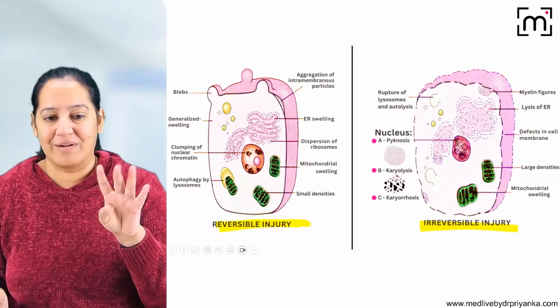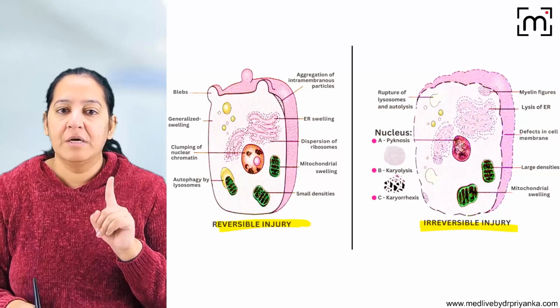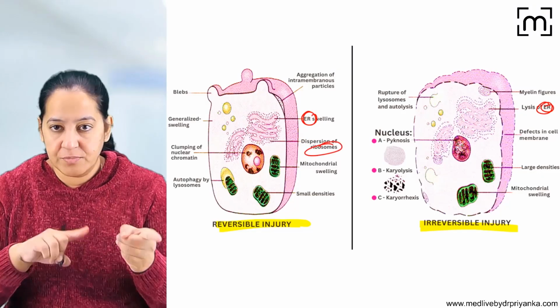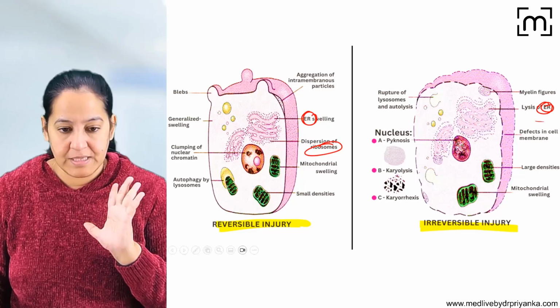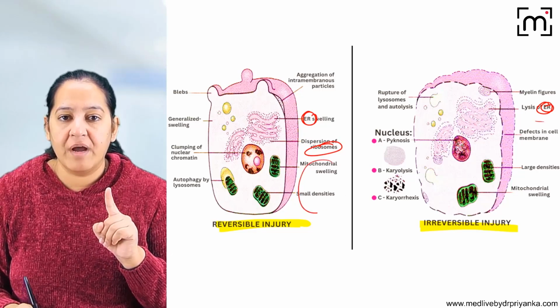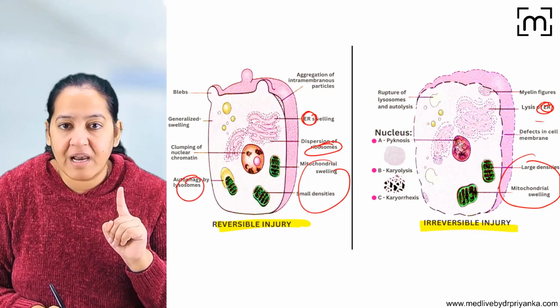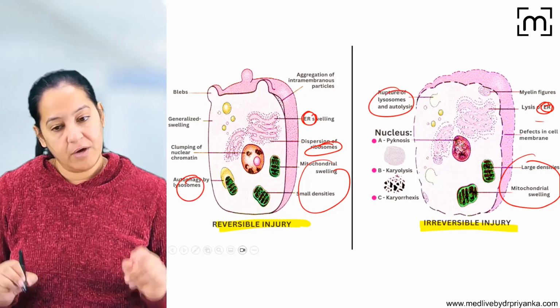Now coming to the 4 organelles. We will compare 4 organelles in each of them. First compare the endoplasmic reticulum in both of them. Then compare the ribosomes, here and there. Then compare the mitochondria in both of them. And finally compare the lysosomes in both of them. So compare the 4 organelles.